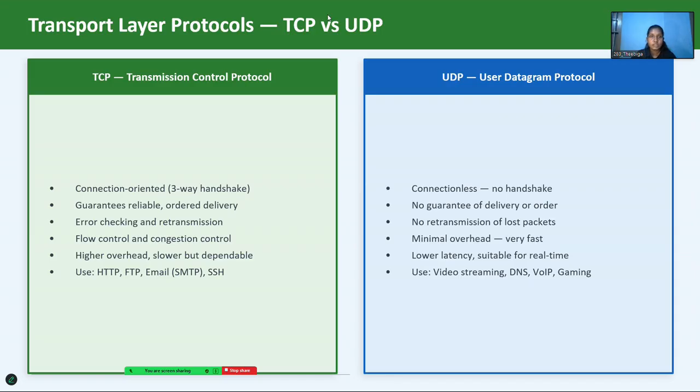Layer 4 protocols. This slide focuses on one of the most important choices in networking, TCP versus UDP. Both operate at the transport layer, but they serve very different purposes. TCP, the Transmission Control Protocol, is all about reliability.